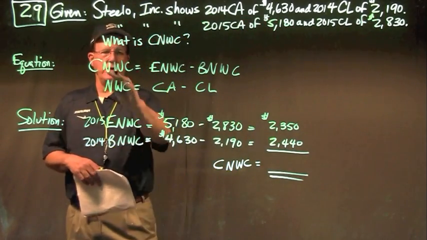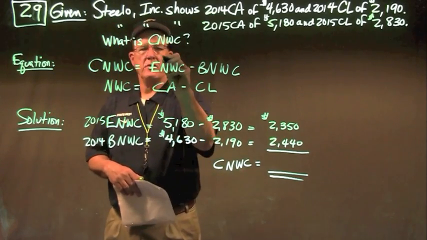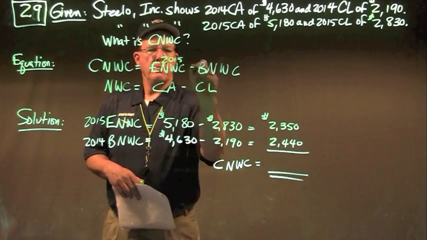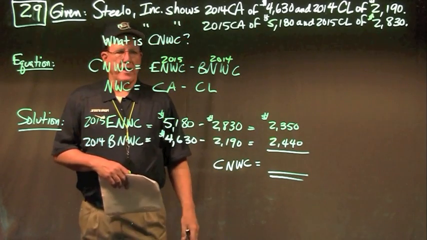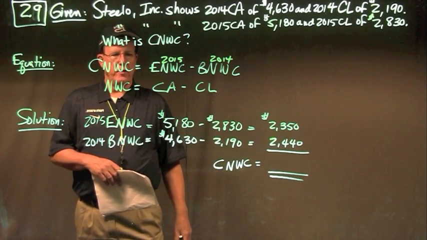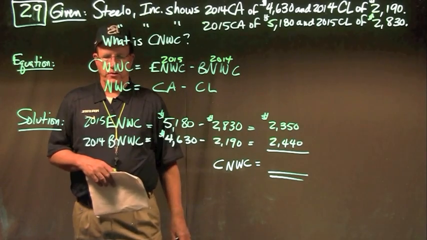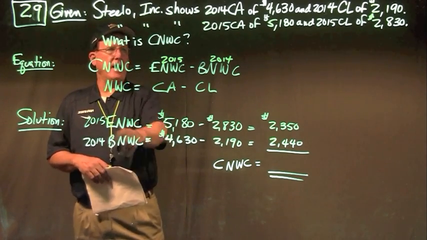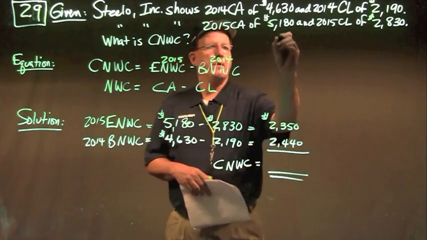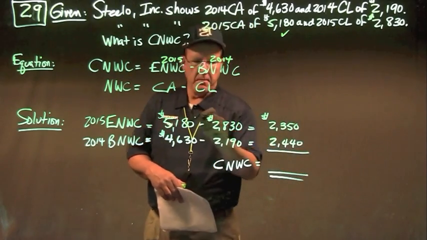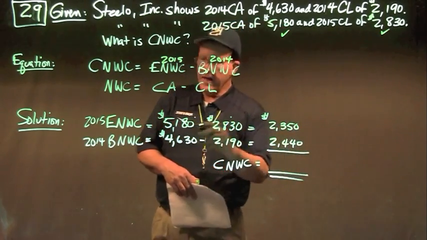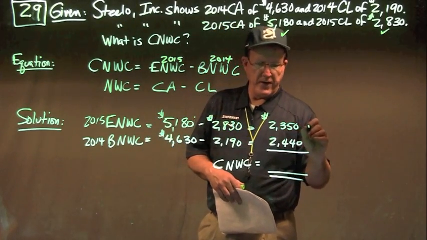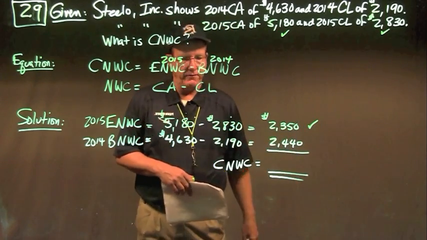So our equation is change in net working capital is ending, which is 2015, minus beginning, which is 2014 net working capital, and net working capital is current assets, as always, minus current liabilities from the balance sheet. So 2015 ending net working capital is 5180 minus 2830 current liabilities, and I get ending net working capital 2015 of 2,350.